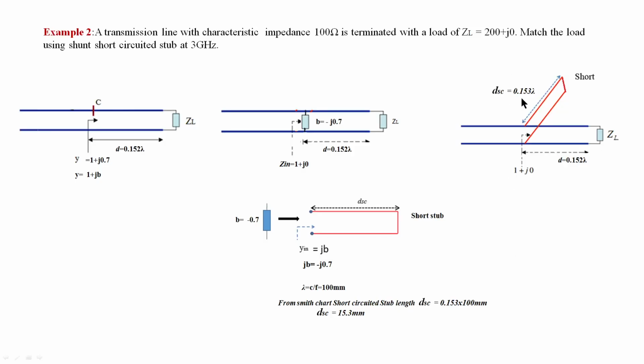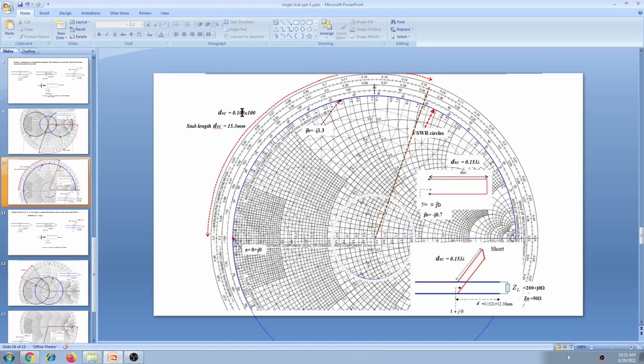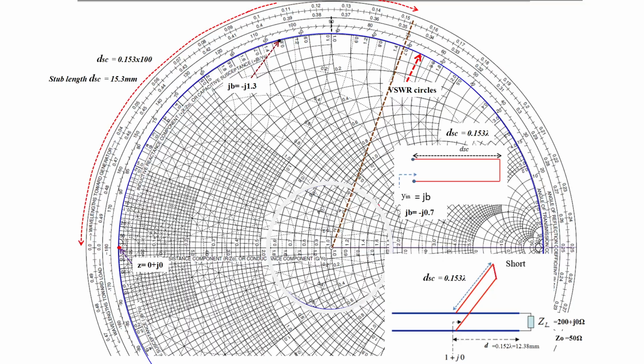Okay, so this is the one we got, and multiplying by 100 we will get this. This is the length of the stub, 0.153, from here to here. Okay, this is the value. So from here to here the distance is 0.15.